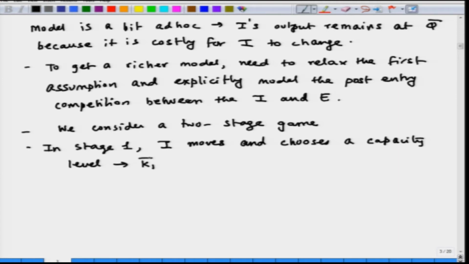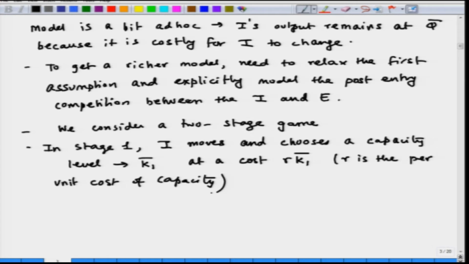So, this is the level of capacity that the incumbent chooses at a cost of R K1 bar. R is the per unit capital cost. So, R K1 bar is the fixed cost of capacity, right. So, R is the per unit cost of capital, per unit cost of capacity or capital.